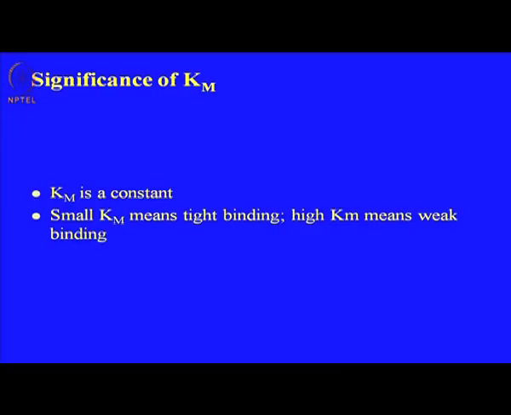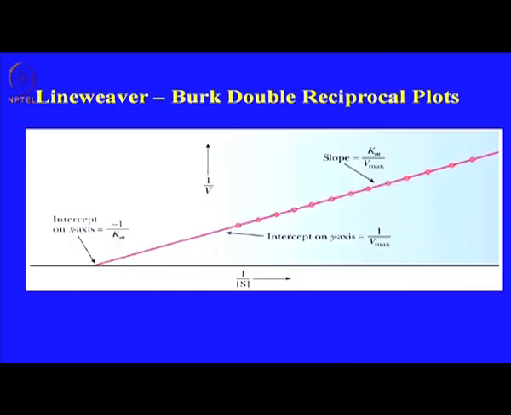So, in this way you can think of the significance of Km. Small Km means the Michaelis constant is small, that means it is tight binding; Michaelis constant high means weak binding. You can also rationalize this in terms of the Lineweaver-Burk double reciprocal plot. You can think of what happens to this plot when Km is high. Km is high means the slope will be steeper.